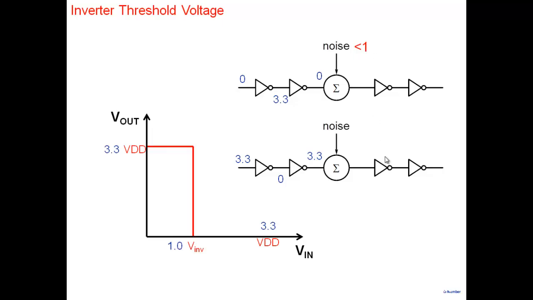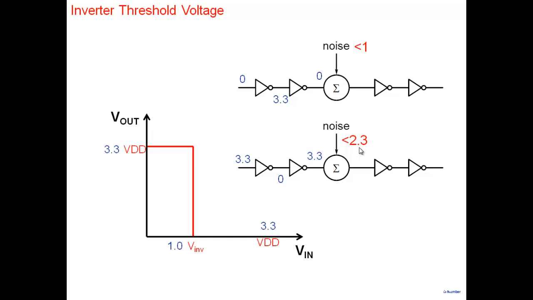Similarly, how much noise can I add to the logic high? At this point, in this case, I can subtract up to 2.3, and still my system will work fine here. So we can say noise margin low, how much noise can I add and still my system will work properly, is 1 volt. And noise margin high, how much noise can I add to the logic high level and still the system works properly, is 2.3. Is that good or bad?